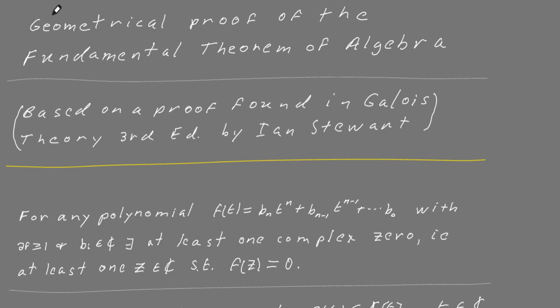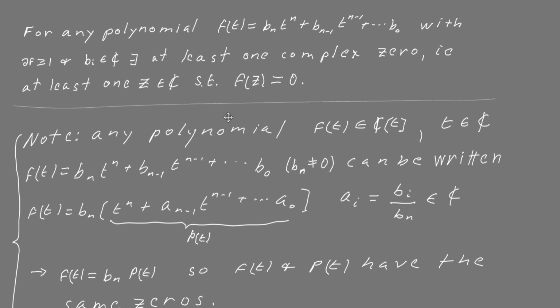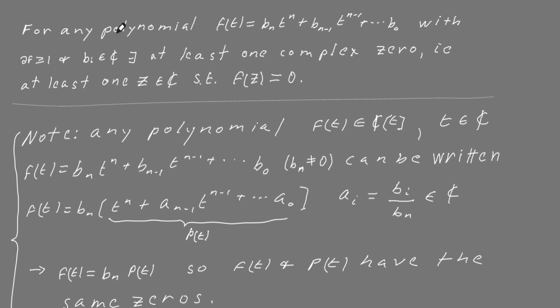This is going to be a geometrical proof of the fundamental theorem of algebra, which is basically going to be an informal version of a proof found in Galois Theory, 3rd edition by Ian Stewart. The fundamental theorem of algebra tells us that for any polynomial f of t with degree greater than or equal to 1 and complex coefficients, there exists at least one complex zero. That is, there'll be at least one complex number z such that f of z is equal to 0.